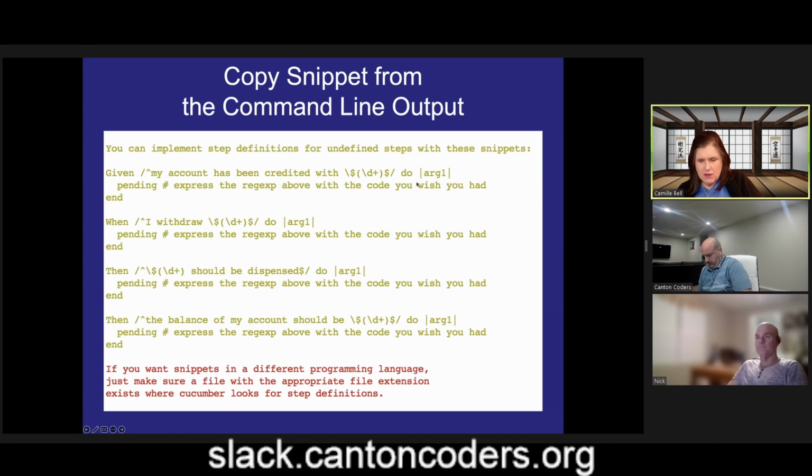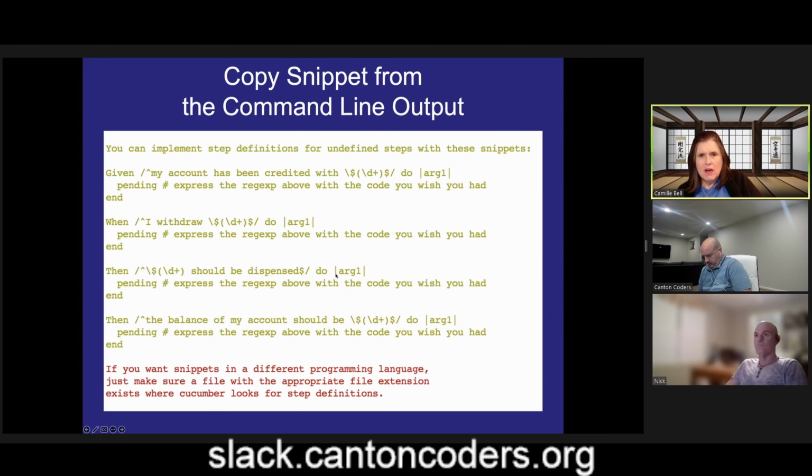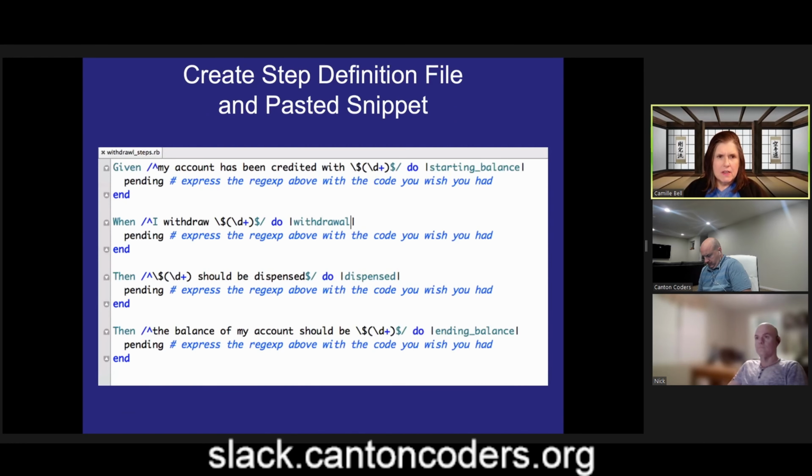And when it has an argument, as it's automatically seen because we had a $ sign, or if it sees numbers, or if you have something that's a string, it will do arg1, whatever. You're going to need to change that to something, obviously. So this is what it would look like. Okay, so our first step, I've changed arg1 to starting balance, and the next one I've changed to withdraw, and then I've changed to dispense. And I still have these pending steps.